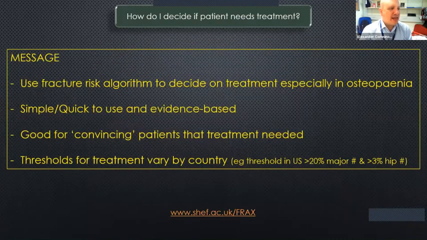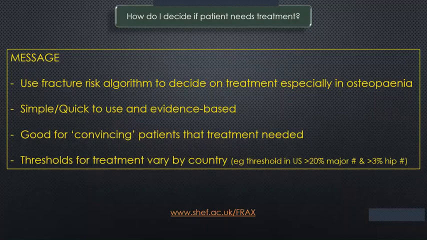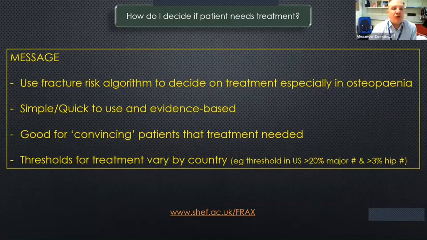Okay, so the message today is use a fracture risk algorithm to decide on the treatment, especially in your osteopenic patients. These are where all the fractures tend to happen. FRAX is a very simple thing to use. It takes about a minute and is evidence-based to back up your decisions. And it's very good for convincing patients that treatment is needed, because you can say, here is your risk, it's 25% of a major osteoporotic fracture. I can now give you alendronate, and that will reduce this risk by up to 45%. So from the 25%, it will go to about half of that if you start them on a bisphosphonate. And this can be quite powerful.